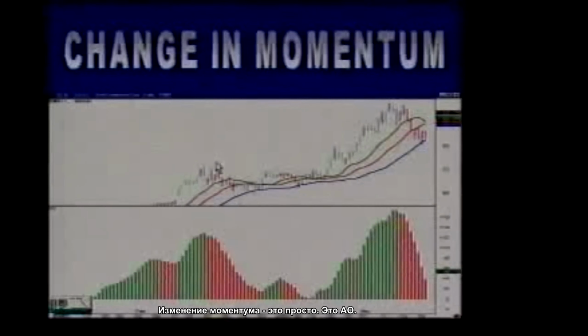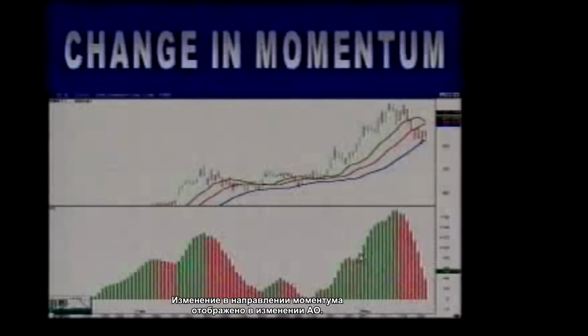Change in momentum is very, very simple. This is the 5-34-5 awesome oscillator. It's also a close approximation to the running MFI, the Market Facilitation Index, which we discussed very thoroughly in our first book, Trading Chaos. I'm assuming that you understand what the MFI is, and this momentum indicator, this 5-34-5 awesome oscillator, is one of the most precise tools we have ever found in trading.